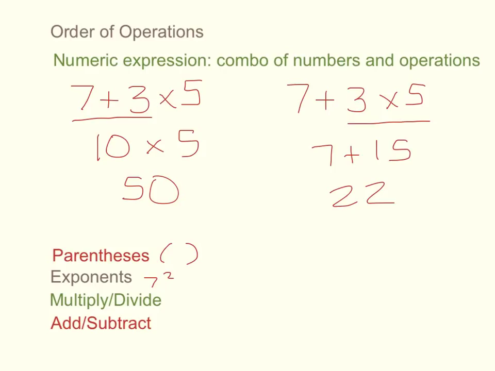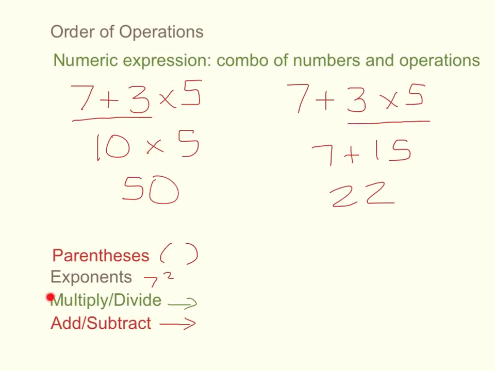Next, you would do any multiplies and divides in the problem, and they have the same precedence, that's why they're on the same line. So you do those operations in order from left to right. Add and subtract are also on the same line because they have the same precedence, so you would do those left to right.